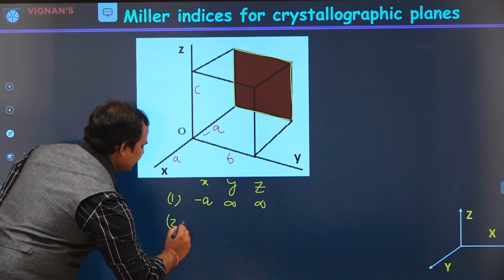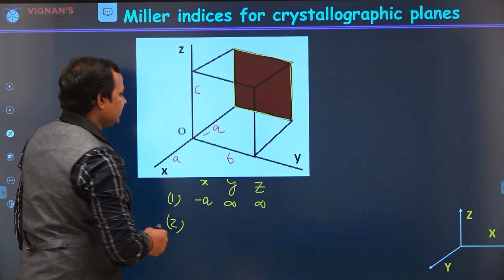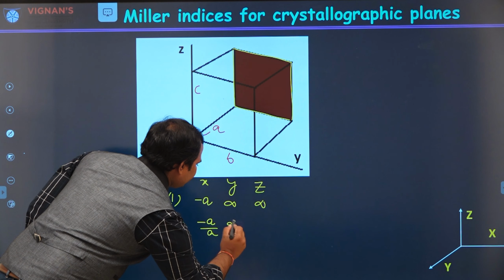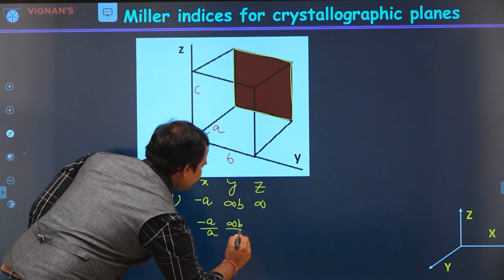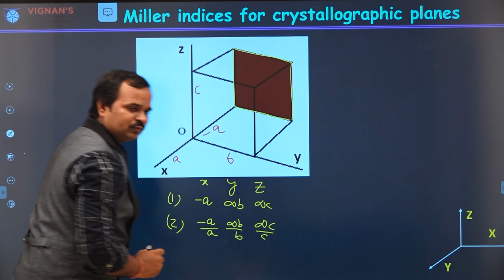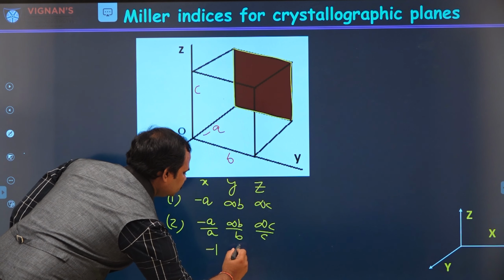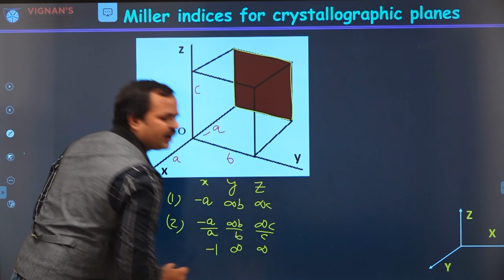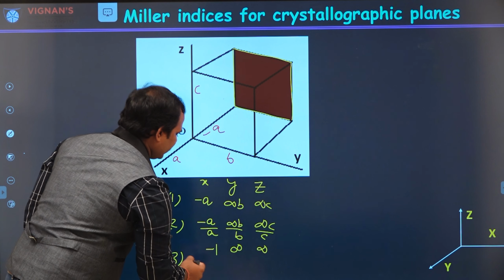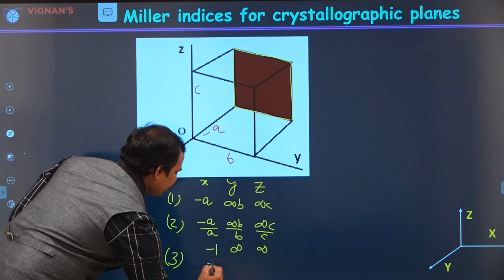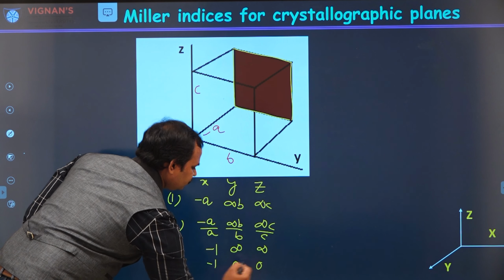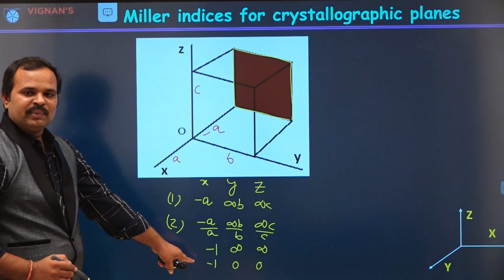Now the second step is to divide them by the lattice parameters. Minus A by A, infinity B by B, infinity C by C, which gives minus 1, infinity, infinity. And the third step is to take reciprocals. Minus 1, 1 by infinity gives us 0, 1 by infinity gives us 0. So these are the Miller indices.